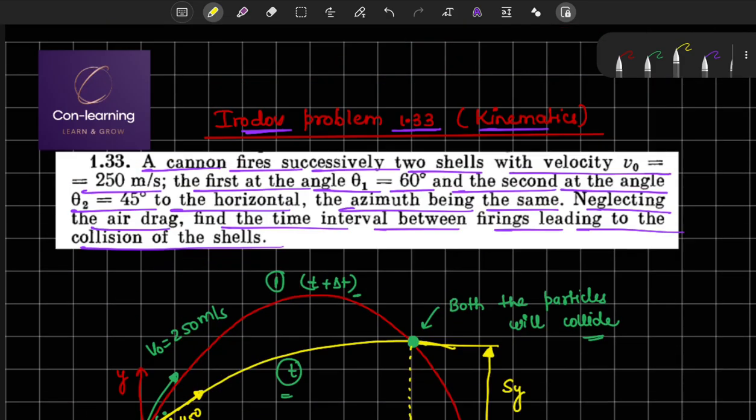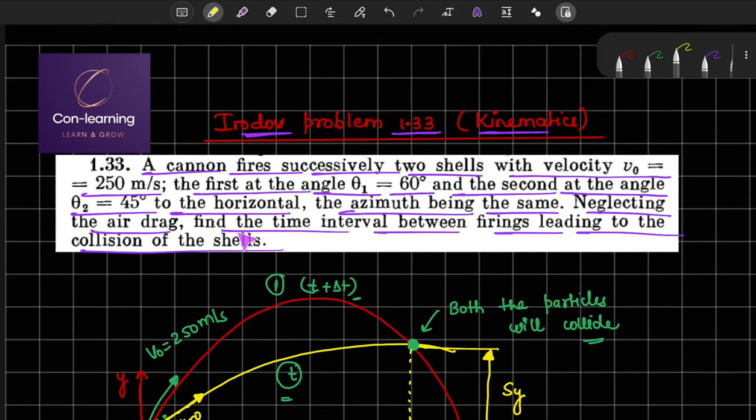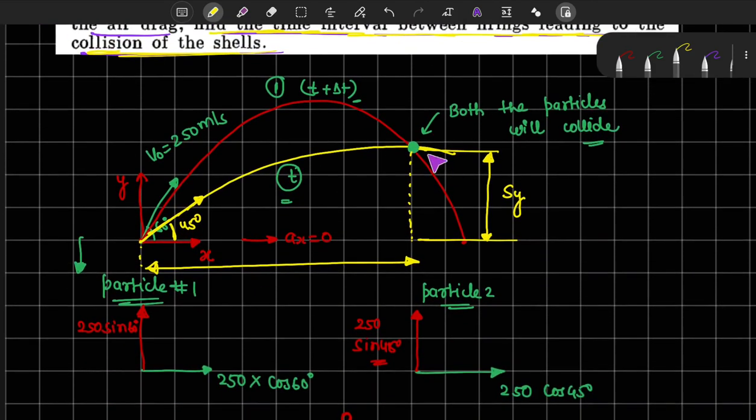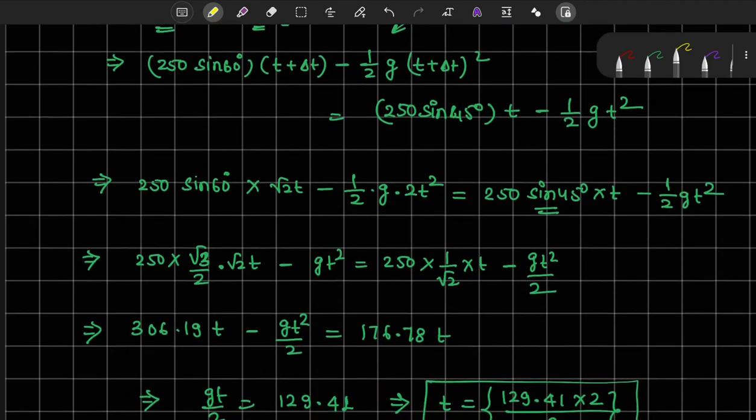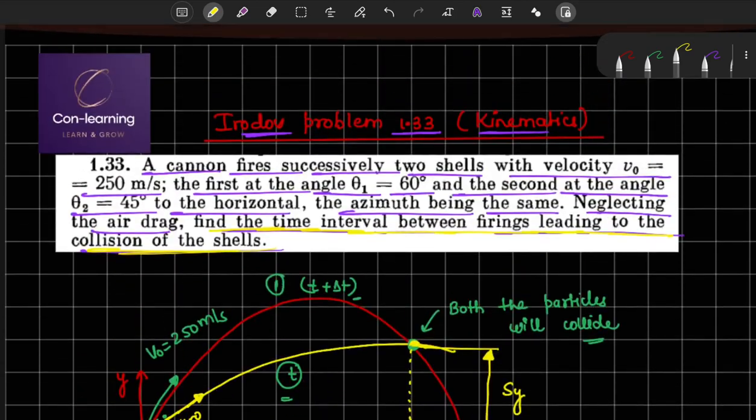This is what was asked in the problem: find the time interval between the firings leading to the collision of the shell, and the shells collide at this particular point. I hope the entire procedure is clear. Thank you.